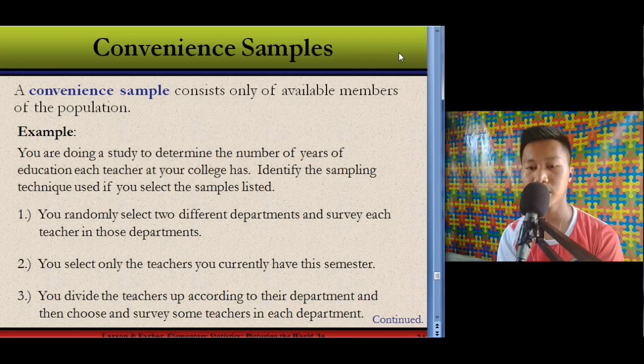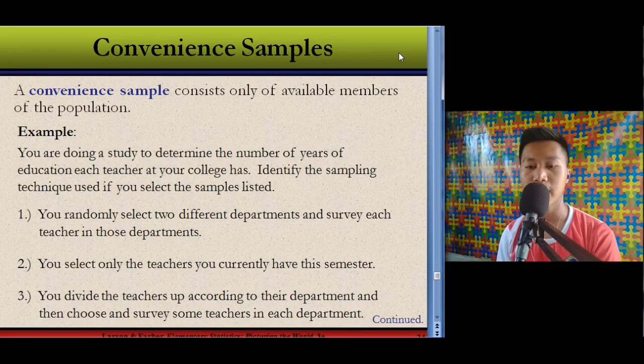Okay, we have here examples. Let us determine what sampling technique is used. For the first one, you randomly select 2 different departments and survey each teacher in those departments. So again, this is random sampling. This is cluster sampling. Again, in cluster you select one group and then you randomly select. Whereas in stratified, you group them according to their classification, in our case, by department, and then you select from each department.